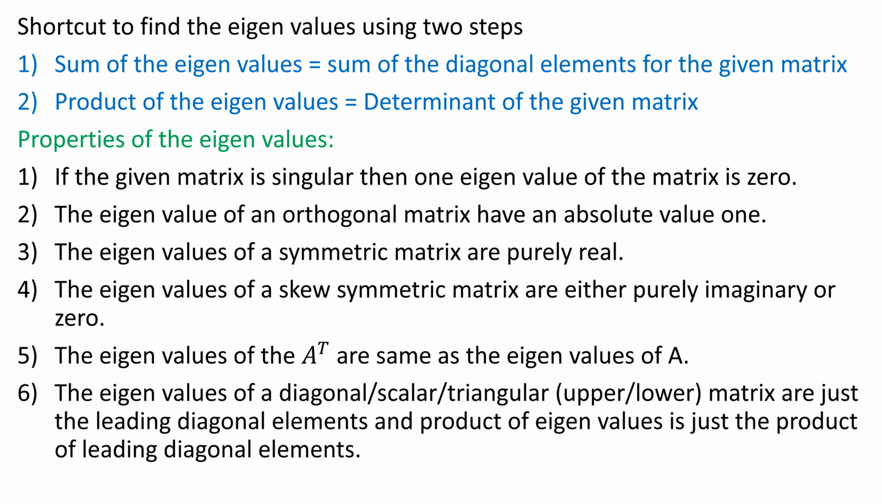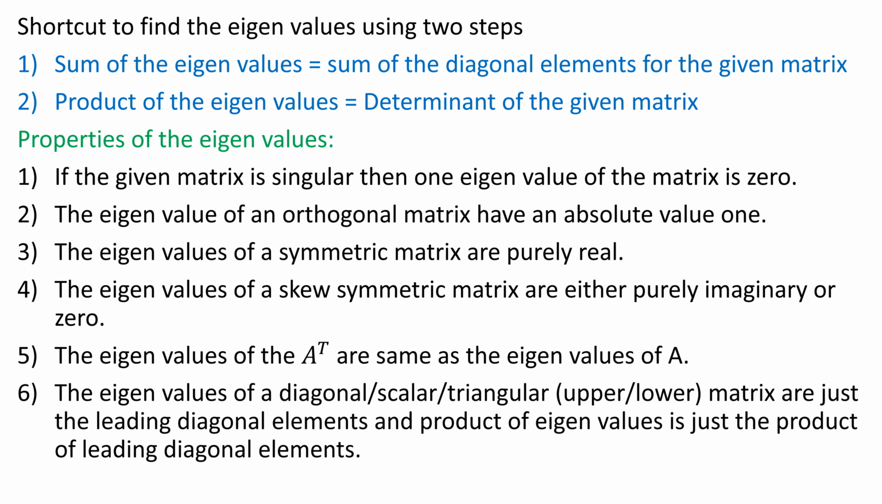Next, the eigenvalues of an orthogonal matrix have absolute value 1. The eigenvalues of a symmetric matrix are purely real, and the eigenvalues of a skew symmetric matrix are either purely imaginary or 0. The eigenvalues of A transpose are the same as the eigenvalues of the matrix A. And the eigenvalues of a diagonal matrix, scalar matrix or triangular matrix, whether upper triangular or lower triangular, are just the leading diagonal elements, and the product of the eigenvalues is just the product of the diagonal elements. This is the point I said earlier.